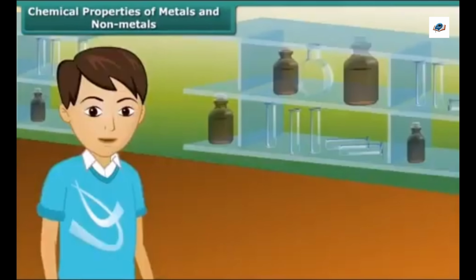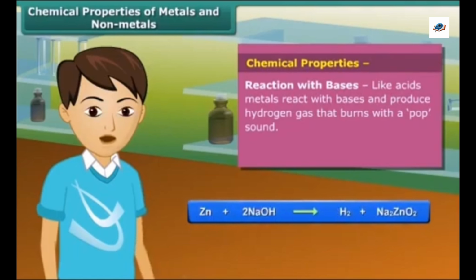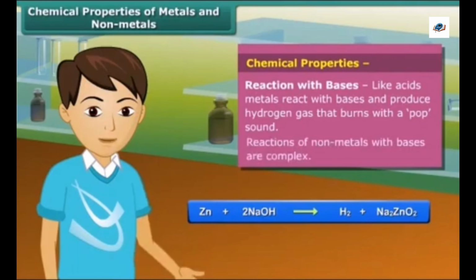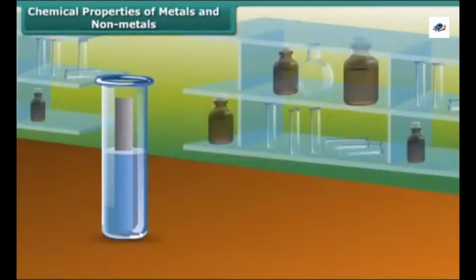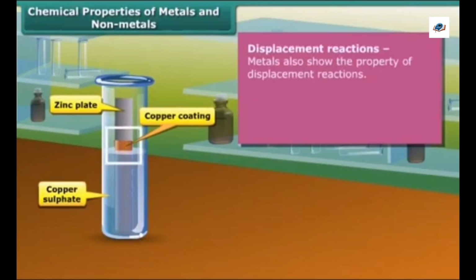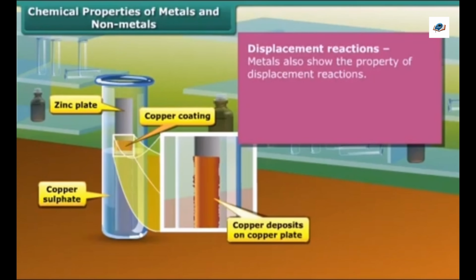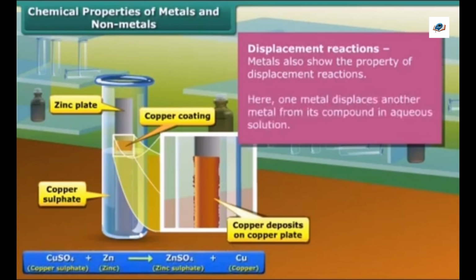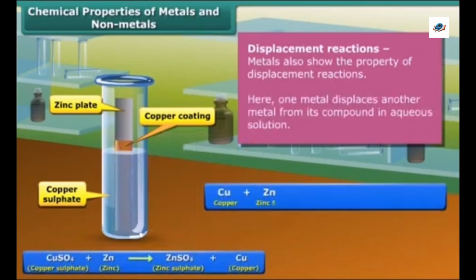Friends, you'll be surprised to know that like acids, metals also react with bases and produce hydrogen gas. Non-metals react with bases complexly. Besides these chemical reactions, metals also show the property of displacement reactions. We can see a displacement reaction here in which one metal is displacing another metal from its compound.